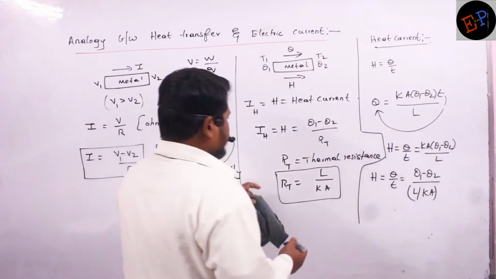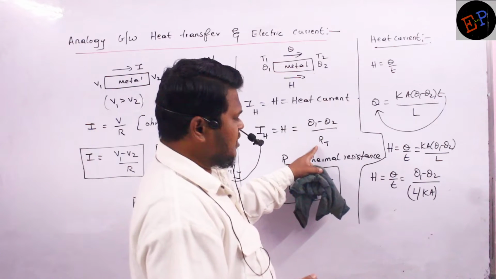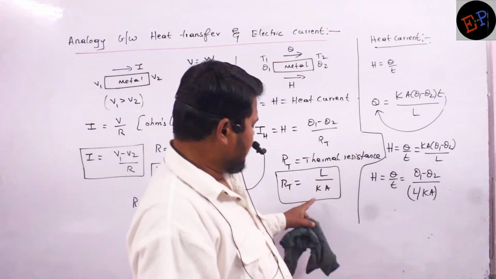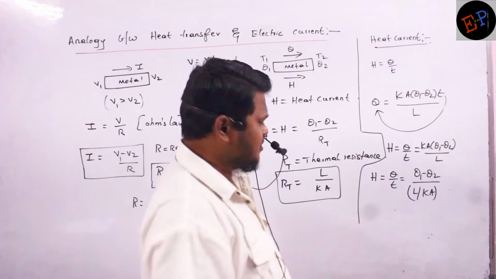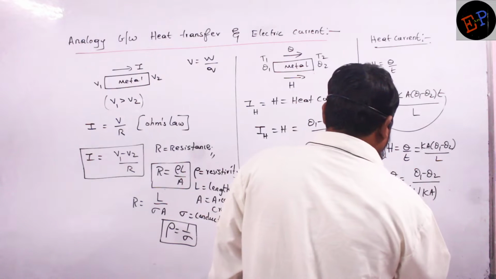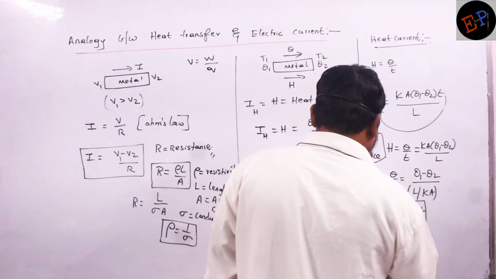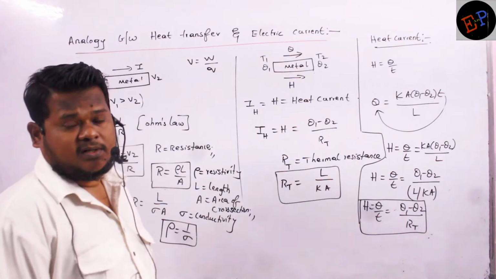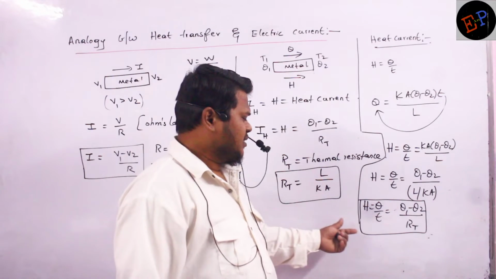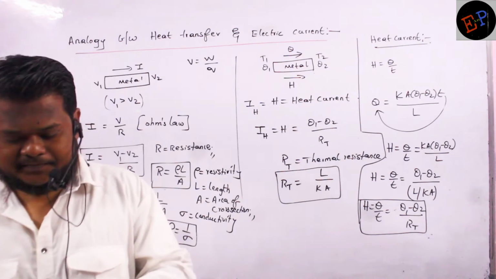According to this relation, what is H? Theta 1 minus theta 2 divided by RT. RT is nothing but L by Ka. That's what I have written. Are you satisfied? Therefore, heat current can also be written as Q by T equals theta 1 minus theta 2 divided by RT, where RT is called the thermal resistance of this conductor or metal in which heat is flowing. So you can derive the equation of thermal resistance from this equation also. That's it. Make a note.